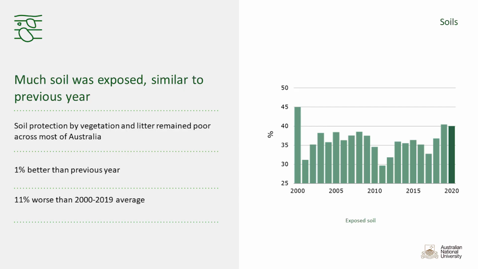Despite good rains, much soil was still left exposed, similar to the previous year. Soil protection by vegetation and litter remained poor across most of Australia. It was 1% better than previous year, but still 11% worse than the 20-year average.